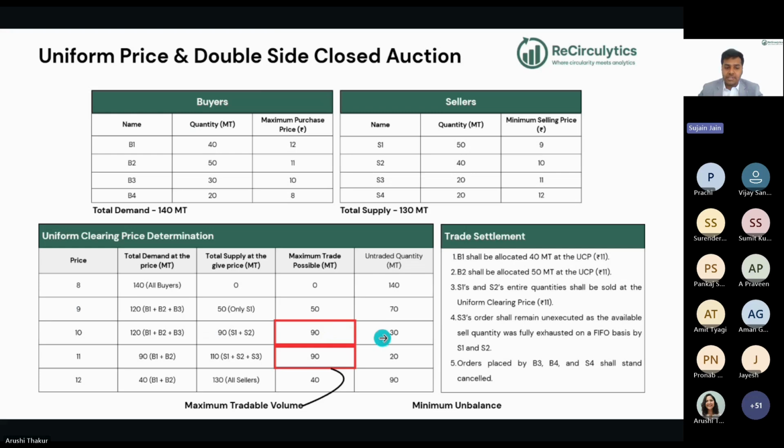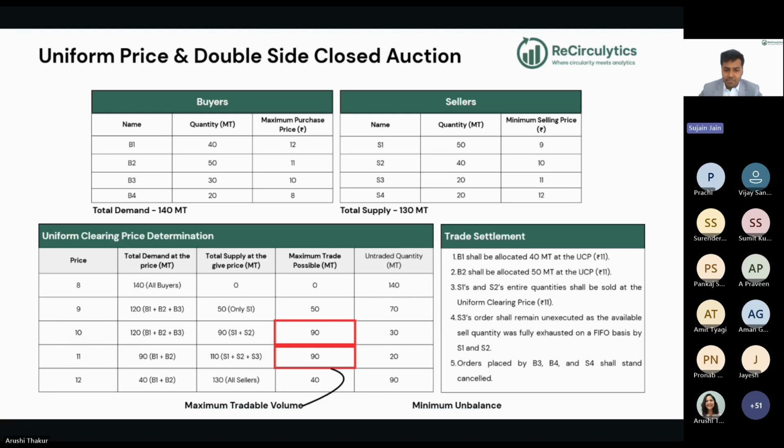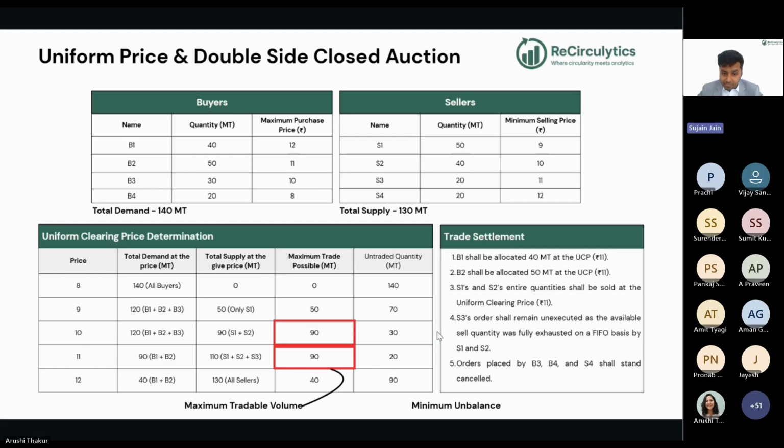At 11 rupees, the demand becomes 90 and the supply becomes 110. Accordingly, the untraded quantity in this case will become 120. So in this scenario, whatever is the minimum untraded quantity, that price would be the uniform clearing price.